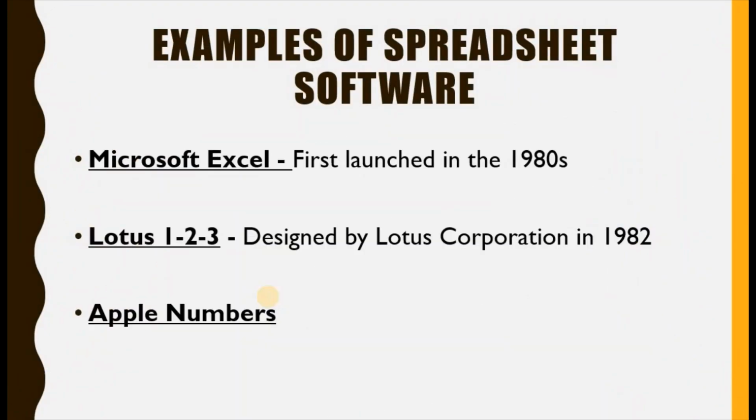Now, examples of a spreadsheet, three that we will look at are: first one, Microsoft Excel. This is considered to be the most popular, probably the most user-friendly one, and it was created by the company Microsoft, and this was launched in the 1980s. The second example, Lotus 123, designed by a company called Lotus Corporation in 1982. And then the third example is Apple Numbers, which of course was designed by Apple.